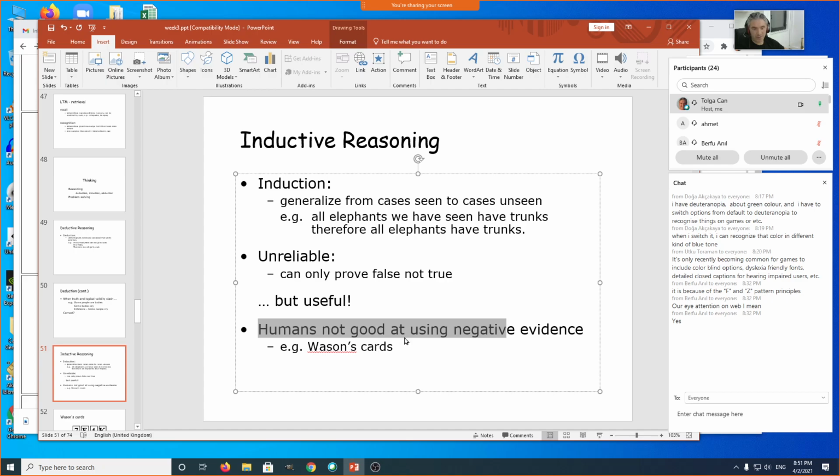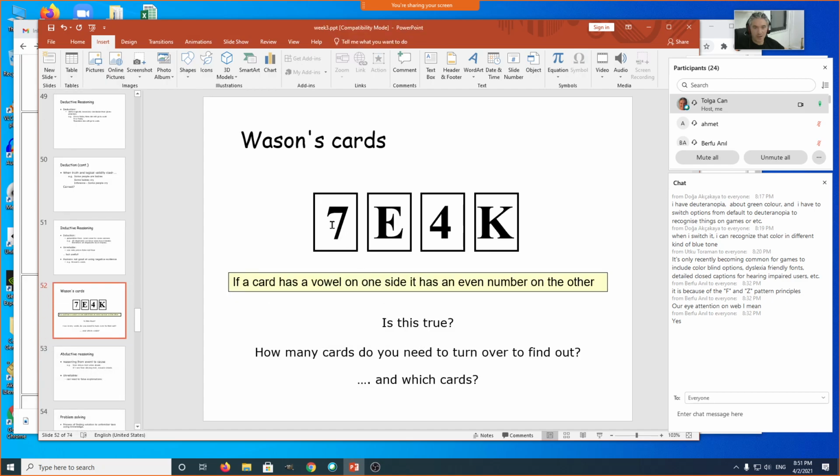One example here is this experiment, the Wason's cards. When we're faced with a set of cards like this and we're given this information, if a card has a vowel on one side, it has an even number on the other. So with this information, we immediately go to this one. We use deductive reasoning. Sorry, not this one. The vowel is this.